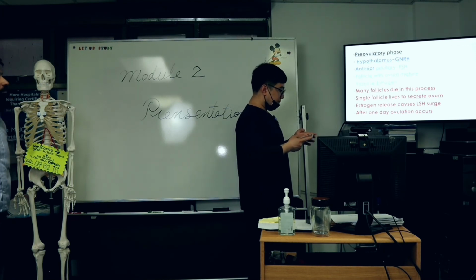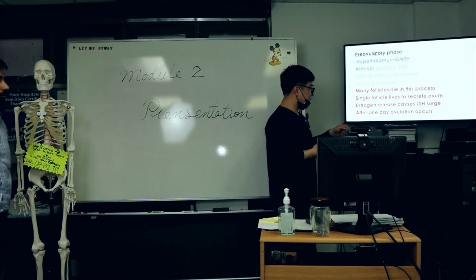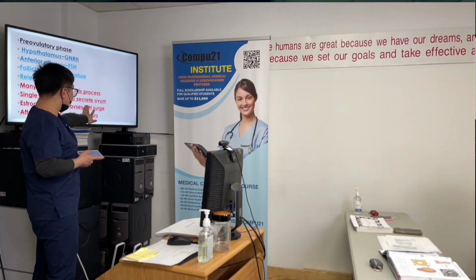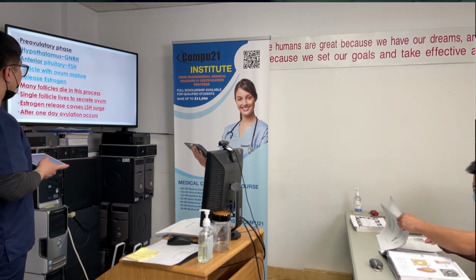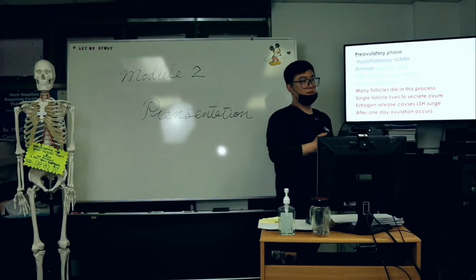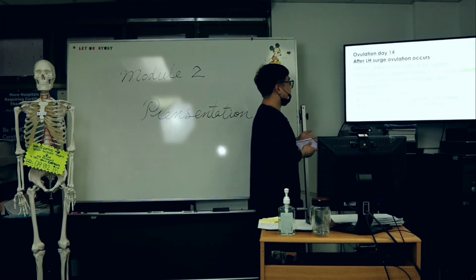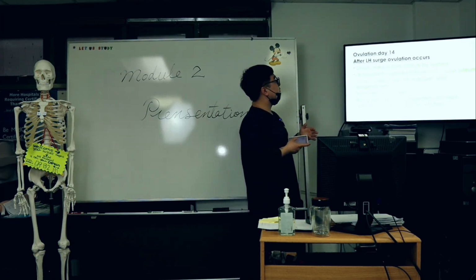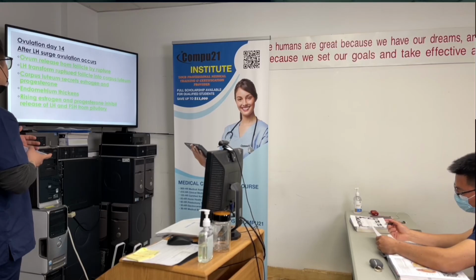And estrogen triggers the release of LH. This is known as the LH surge. And then after one day, the ovulation occurs. Have some questions? No? Okay, and the last part is ovulation. Ovulation is about day 14, almost the 14th day. So after the LH surge, ovulation occurs.